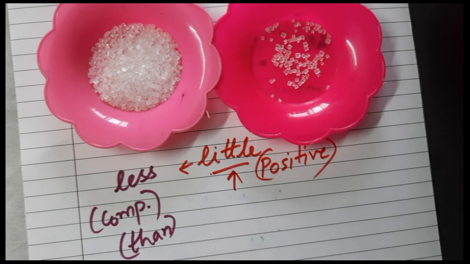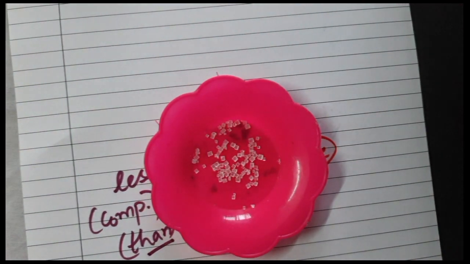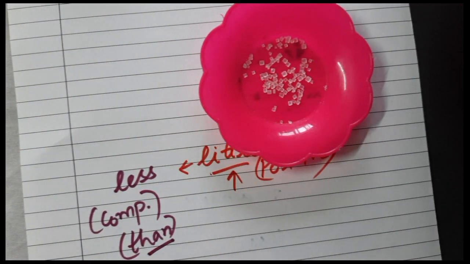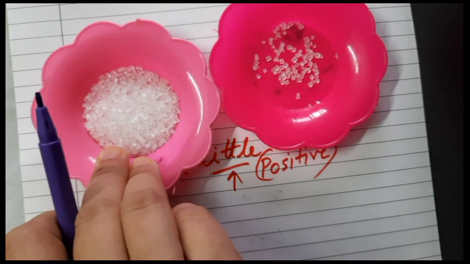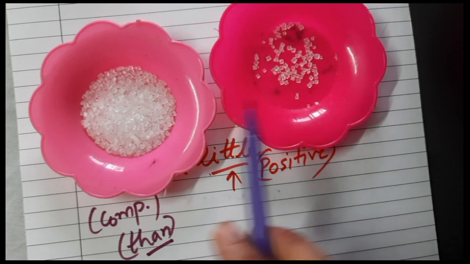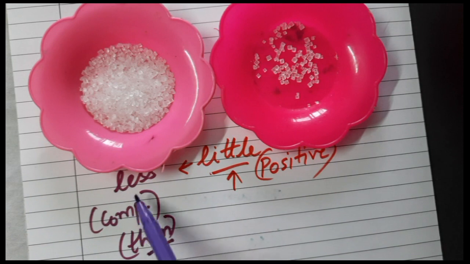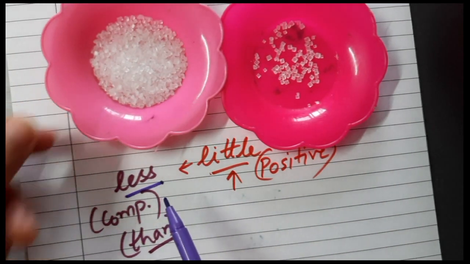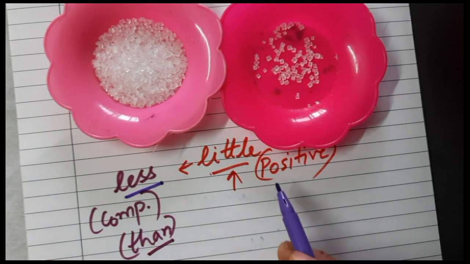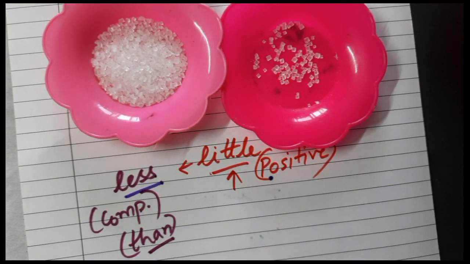Got it? I have to use the word than. So is that clear? What am I answering? Yes. Let us see again. This has little sugar. When I bring one more plate and I compare it, I will say this plate has less sugar than this. So this is the way I am using comparative adjective less. Is that clear? Yes, the positive degree little, comparative degree becomes less.